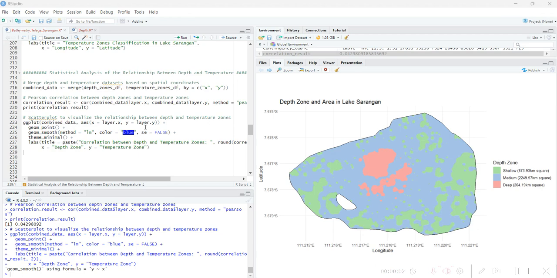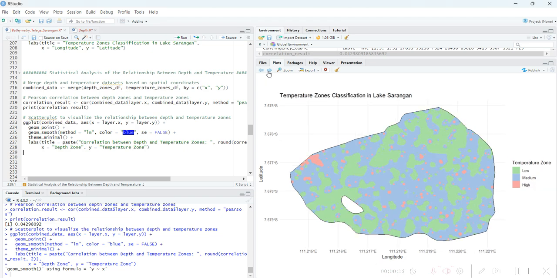Hi everyone, in this video I'm going to take you through a statistical analysis of two maps I have for a lake, Lake Sarangan in East Java, Indonesia. One shows the depth cluster, which I made before and uploaded in the last video on my YouTube channel.